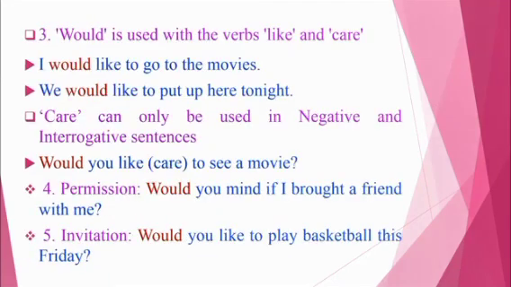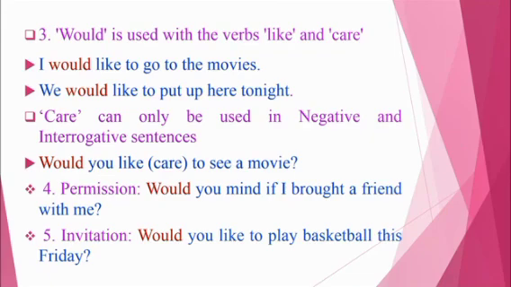Then, would is used with the verbs like and care. Example sentences are: I would like to go to the movies. We would like to put up here tonight. Students, note this point. Care can only be used in negative and interrogative sentences. Would you care to see a movie?